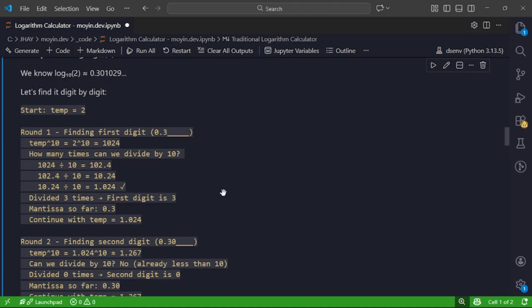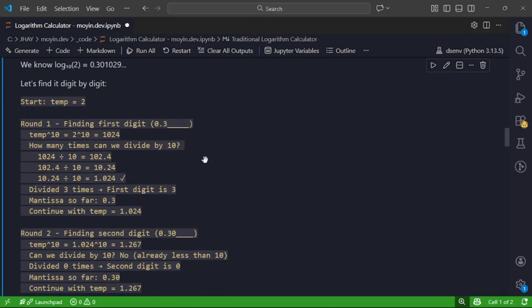So follow me. 2 is our X. We raise 2 to the power of 10. What do we get? 1024. Now, how many times can we divide 1024 by 10? That's all. So it's simply, we have our X, we raise our X to the power of 10.